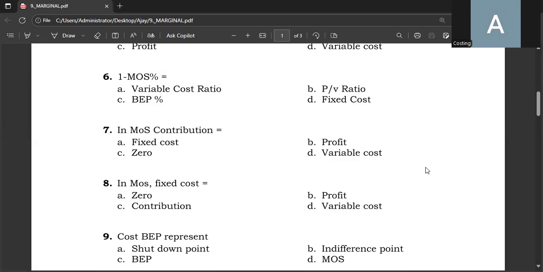Question 8. In MOS, fixed cost is equal to option A. 0. Option B. Profit. Option C. Contribution. Option D. Variable cost.